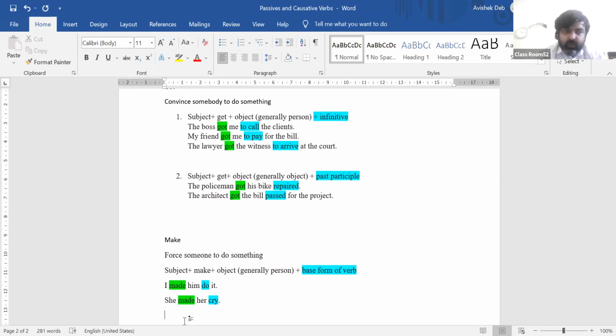It will not be a non-living person. A non-living object does not exist when make is the causative.